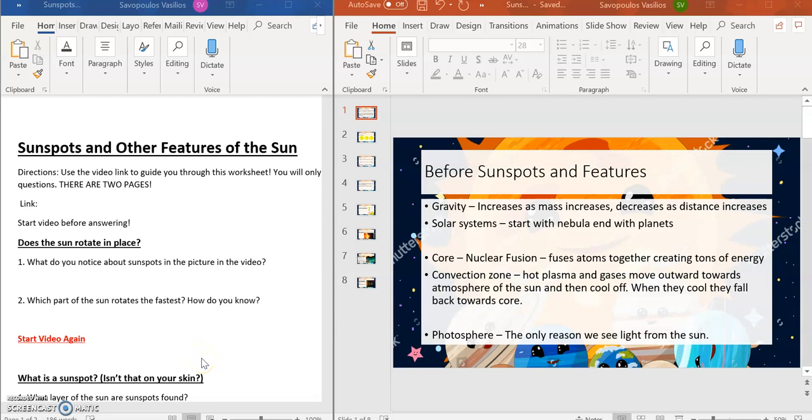Hey guys, this is your lesson for sunspots and other features of the sun. Basically wrapping up with the sun's structure, and now we're going to talk about certain parts of the sun and certain things that happen due to the sun. The way this is going to work is there's this video that you're watching, and you're going to pause it and answer questions as you go along.